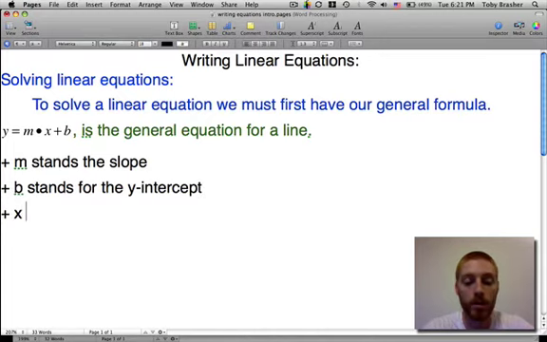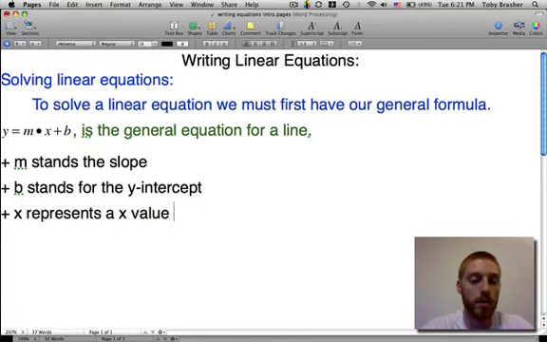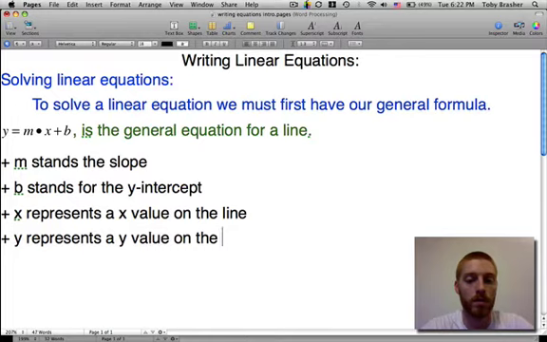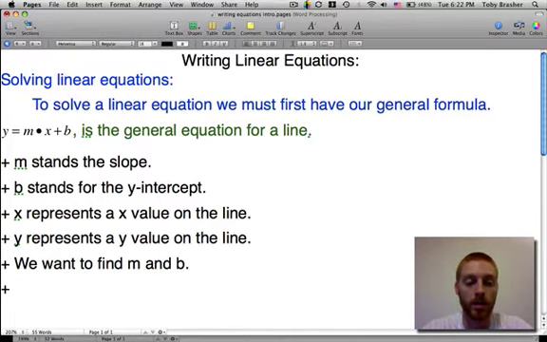We have an x, which represents an x value on the line, and we have a y, which represents a y value on the line. Okay, and with these four variables, the only things that we're really concerned about finding are m and b. We want to find m and b, and that's it. X and y will stay as variables.